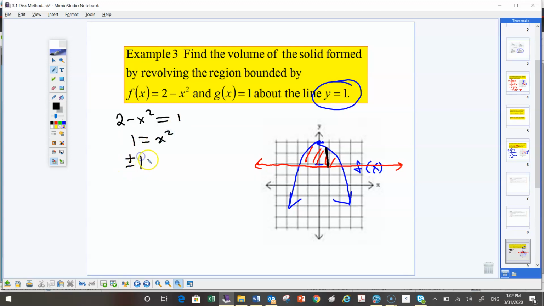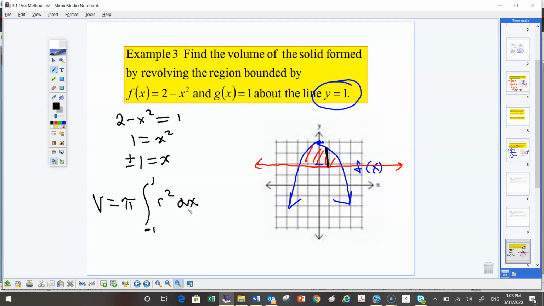And if I square root, it works out that my x-intercepts are plus or minus 1. So those are going to become the limits of my function. So now to find the volume when this region R is rotated around the line y equals 1, it's going to be pi, the integral from -1 to 1 of whatever my radius is squared.